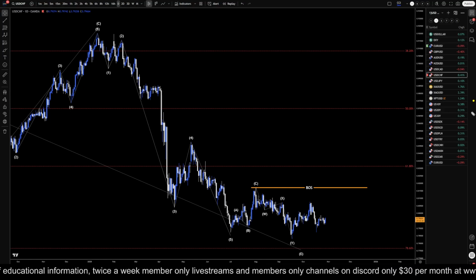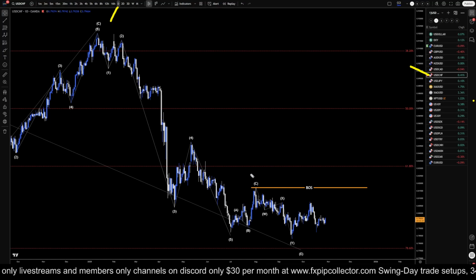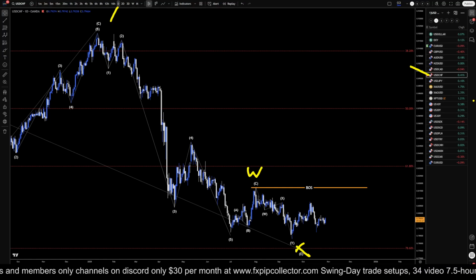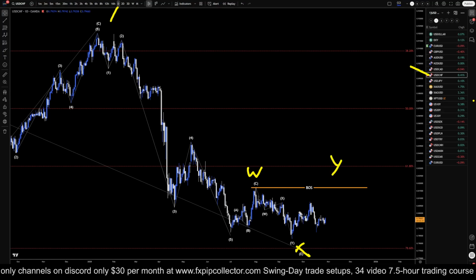Today is Wednesday, October 29th, and this is my analysis for the US dollar Swiss, and we're on the daily time frame. So on the dollar Swiss, I still think this is likely a WXY, and if that's true, then the wave Y should be an ABC also.